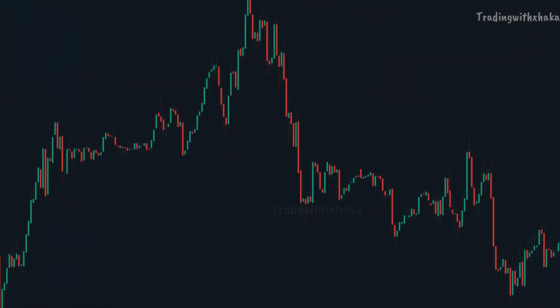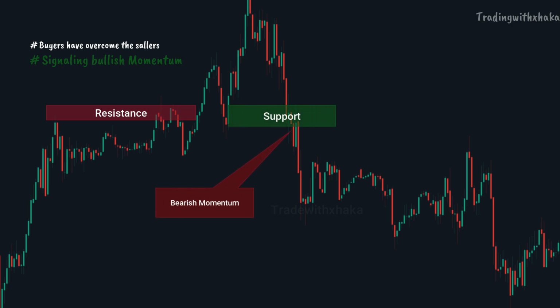Number 2, identifying the market direction. When the price breaks through a resistance level, technically it shows that the buyers have overcome the sellers, signaling bullish momentum and possible upside continuation. Similarly, breaking below a support level shows bearish momentum. We want to trade with the dominant trend, and identifying the direction of the market is the first thing we do when we open the candlestick chart.